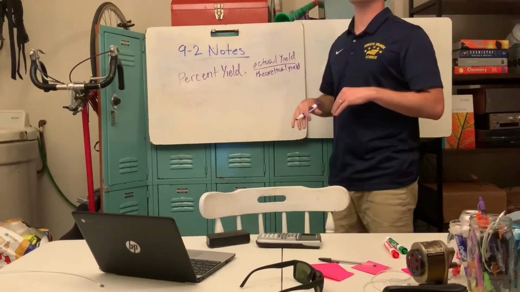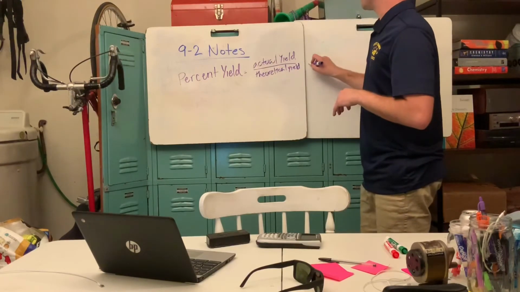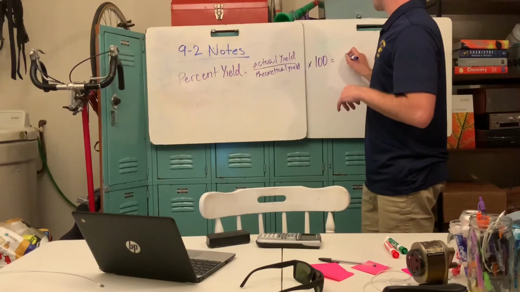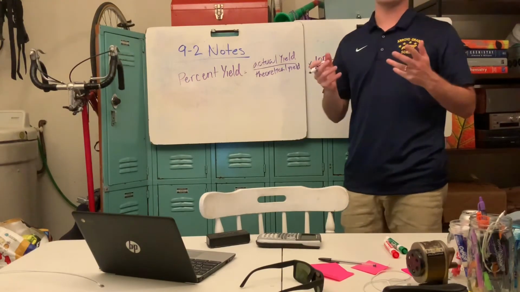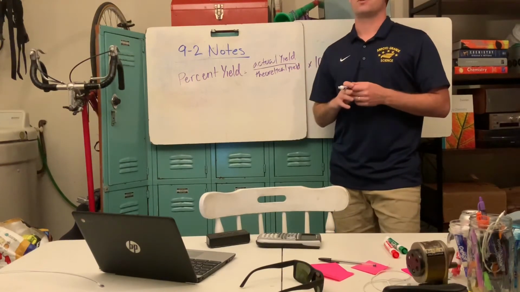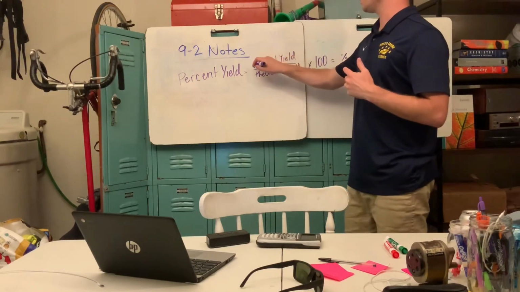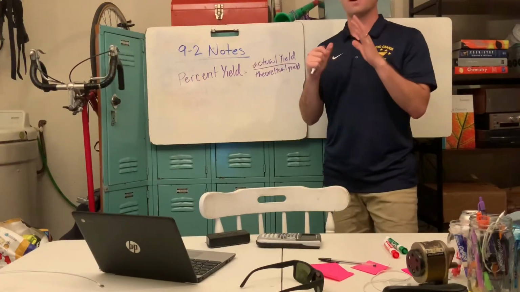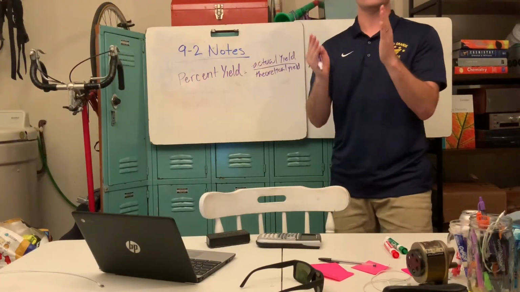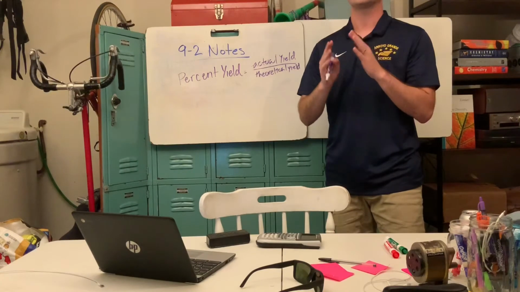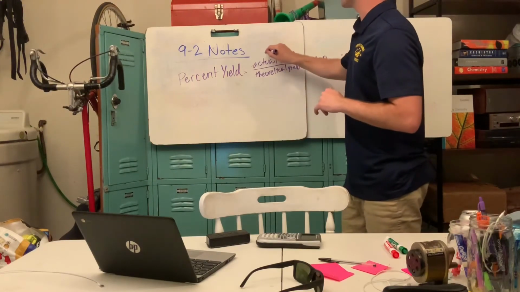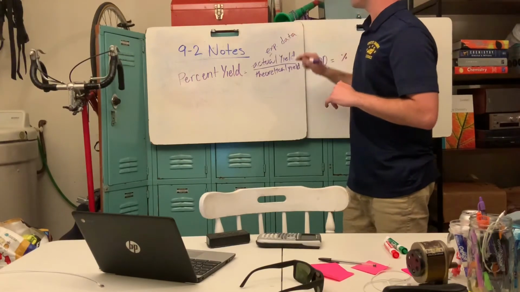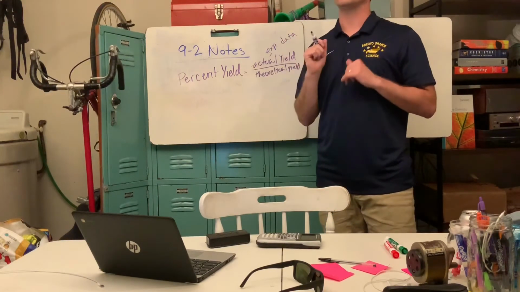You take the actual yield divided by the theoretical yield and then multiply it by 100 to get the percent. So what is the actual yield? What is this number? This actual yield is going to be the amount that you produce in the lab. So this is your experimental data. The actual yield you're going to find in your experimental data.